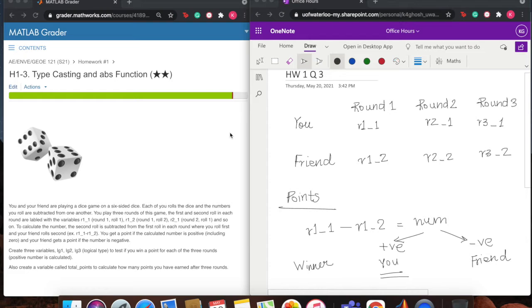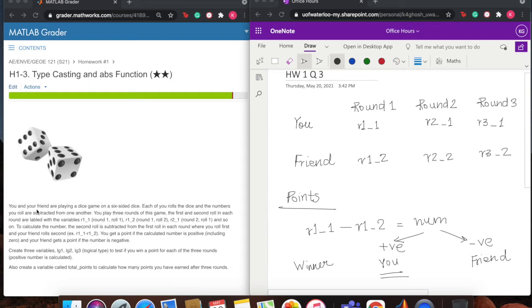We are now starting with the solution for homework 1, question 3. This question can be solved in multiple ways, but the most important thing is to understand what the questioner is asking you to do. So let's quickly go through the question and try to understand how the dice game works, okay?